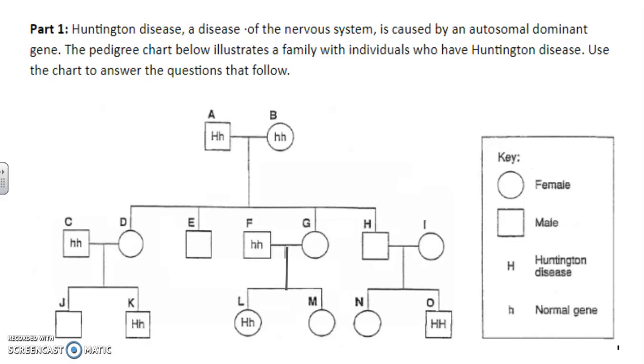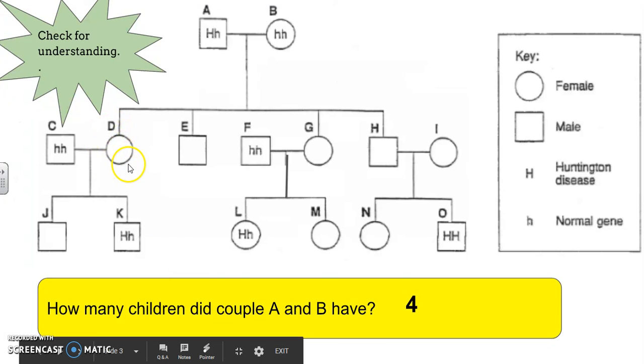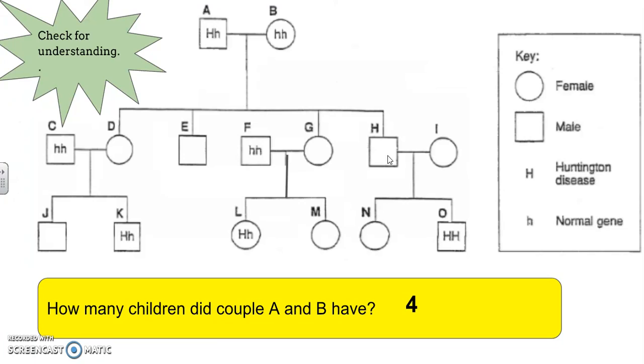All right, so what we're going to do is before we move on to look at the letters that are there and see what information we're provided with this pedigree, I'm going to take a moment to check your understanding of how a pedigree is laid out. All right, so how many children did couple A and B have? So take a moment and count it up. All right, you should have identified 4 children. So if they had a daughter D, a son E, a daughter G, and a son H.